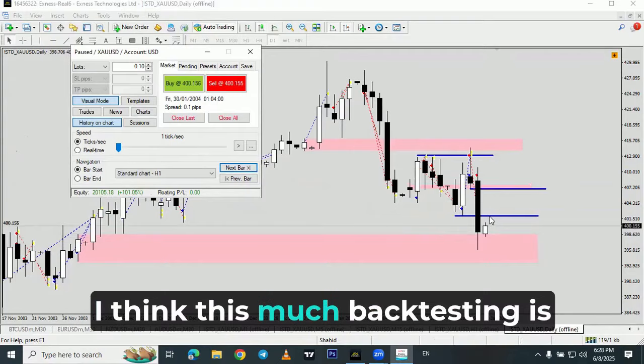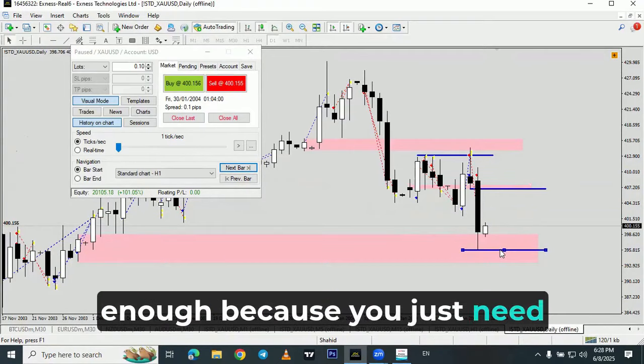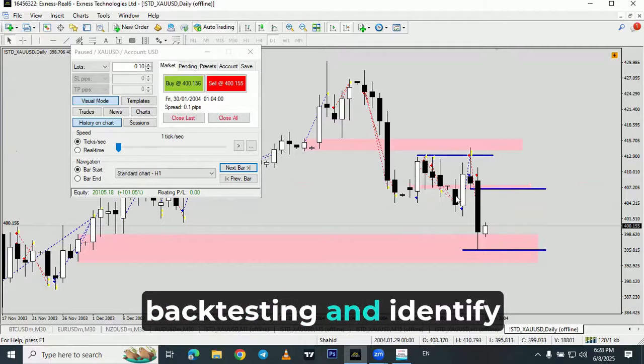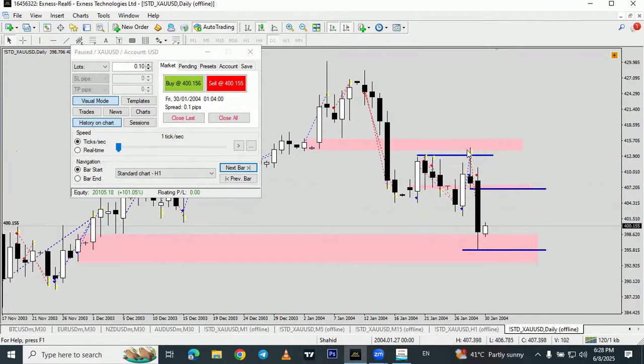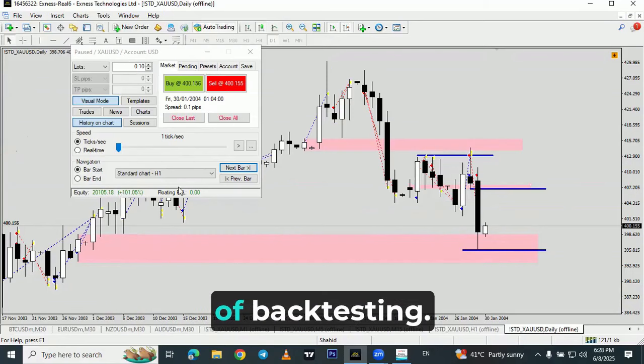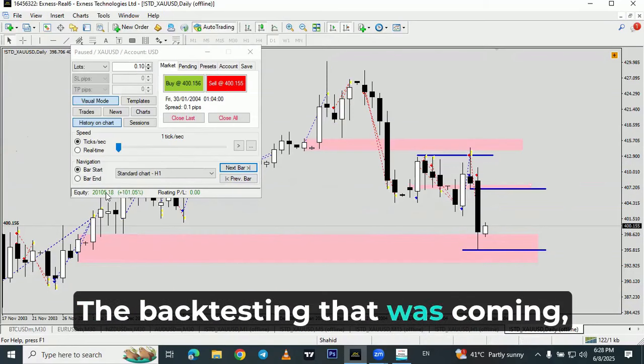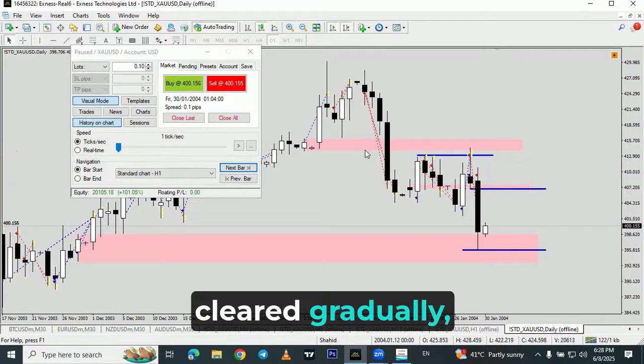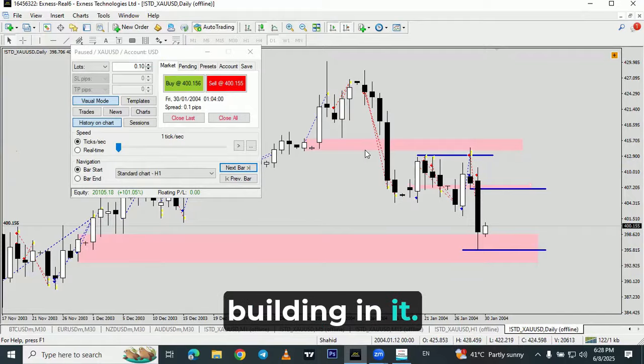I think this much backtesting is enough because you just need to get an idea of how to do backtesting and identify your trend. See how many percent our account gained. We did this simple method of backtesting. The backtesting that was coming, they are also getting cleared gradually and our confidence is building in it.